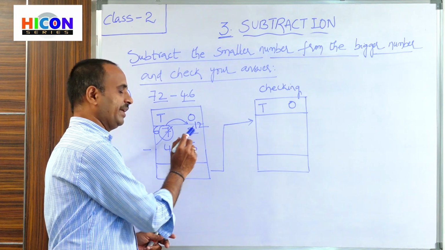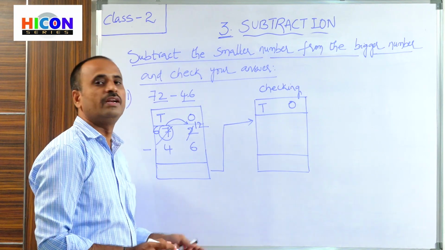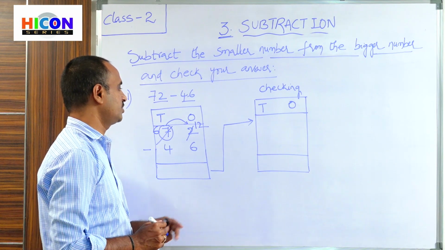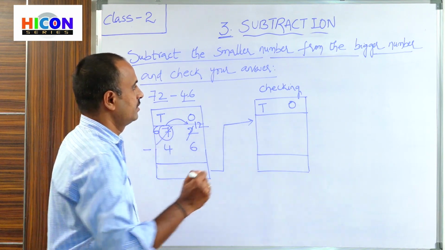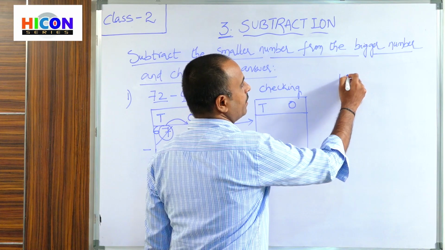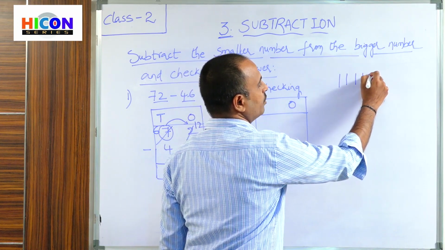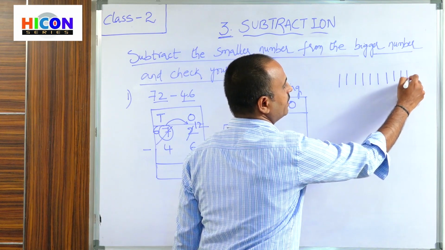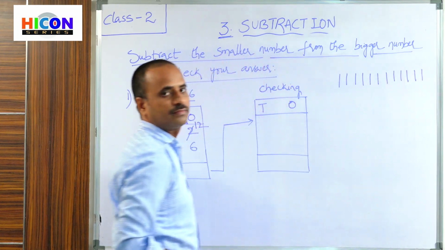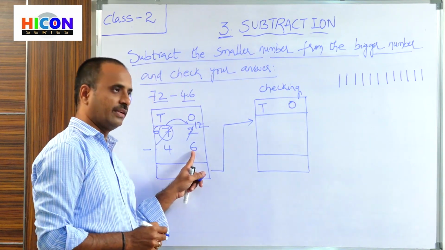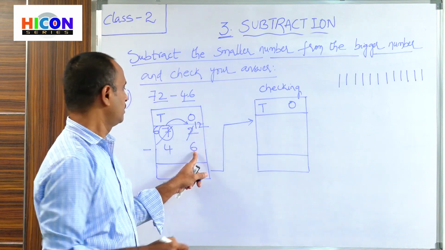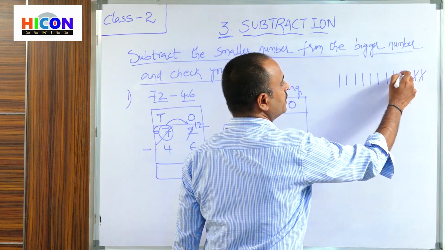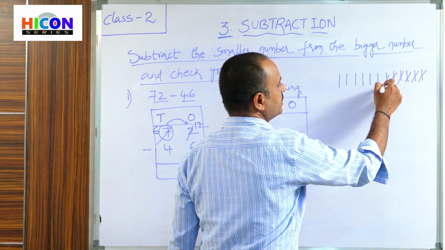So open 12 fingers of your hand, but we have only 10 fingers. We cannot do the subtraction on our fingers. So just draw 12 lines. Draw the 12 lines. 1, 2, 3, 4, 5, 6, 7, 8, 9, 10, 11, 12. And strike off 6 lines among the 12 lines. 1, 2, 3, 4, 5, 6.